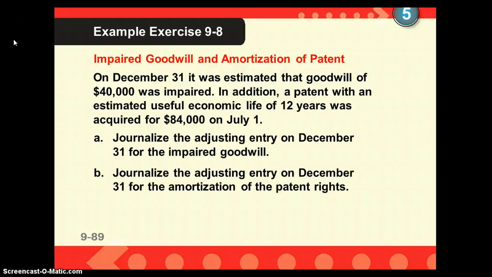It's estimated on December 31st that goodwill of $40,000 was impaired for whatever reason. In addition, a patent with a useful life of 12 years was acquired for $84,000 on July 1st. So you need to journalize the adjusting entry for impaired goodwill and for the amortization of patent rights. Review the previous slides where we discussed this and try to do your journal entries. Pause this and return when you are done.